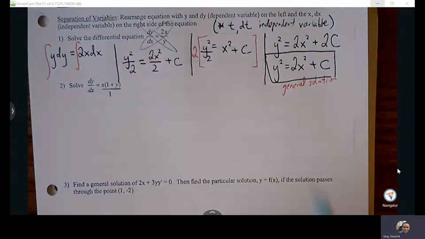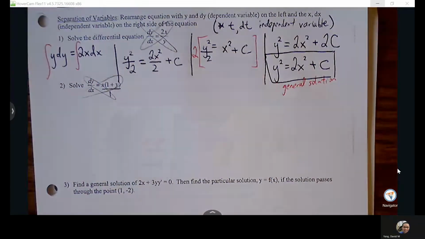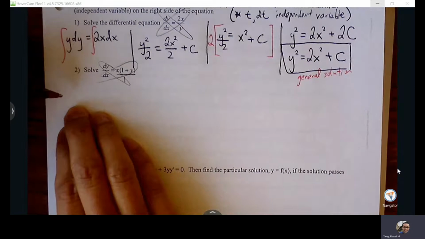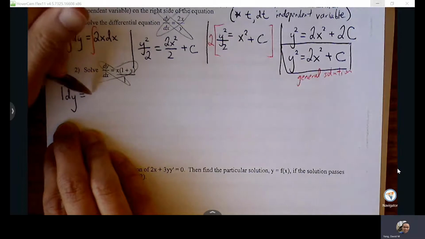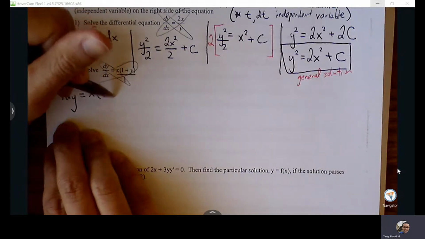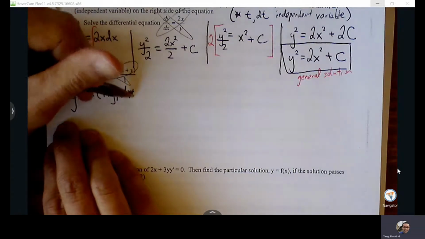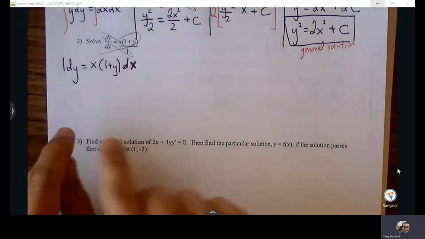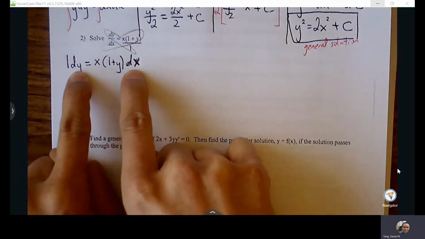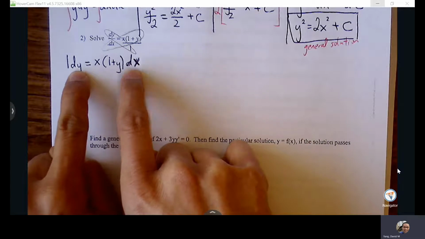We're going to cross multiply. Okay, I'm going to cross multiply in a way that will have my y's on the left side. So 1 dy is equal to x times 1 plus y dx. Okay, everybody comfortable with that step there? Okay, the thing I want you to notice is that the dy and dx's are set. Okay, do not move them. They are already where they should be. Okay, don't try to divide. These are already set.